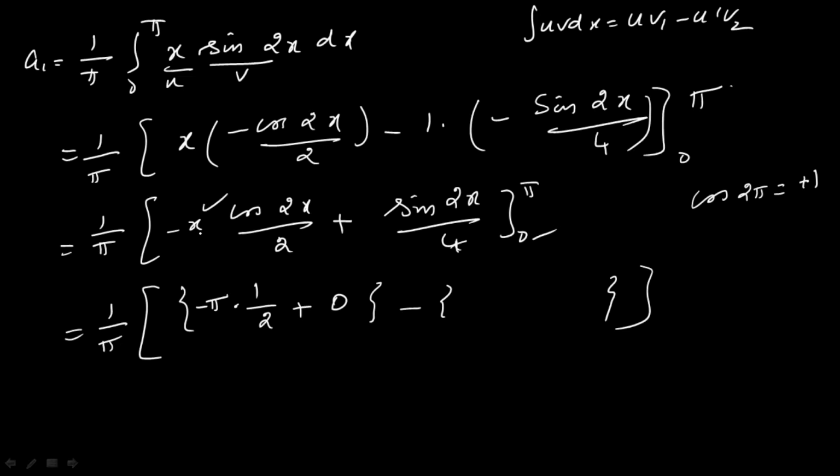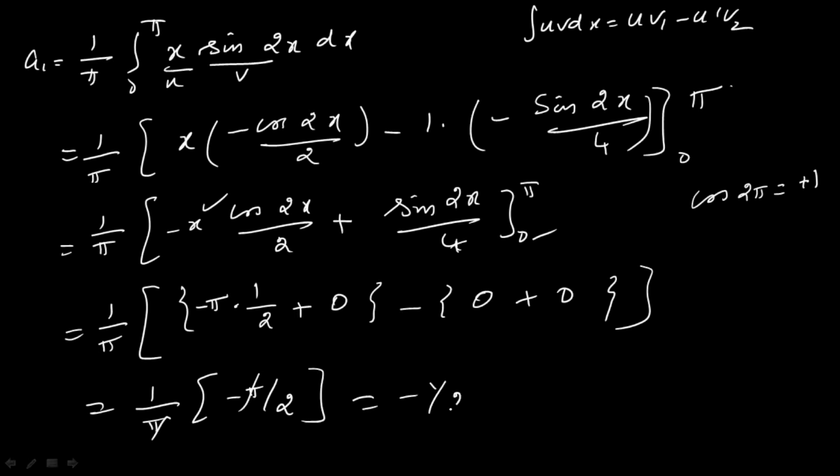Minus, coming to the lower limit 0: if you replace x by 0, that's in product with cosine, so that becomes 0, plus sine 0 is 0. So you have only 1 by pi times minus pi divided by 2. Pi and pi being cancelled, you get minus 1 by 2. So the value of a1 you have calculated is minus 1 by 2 alone.